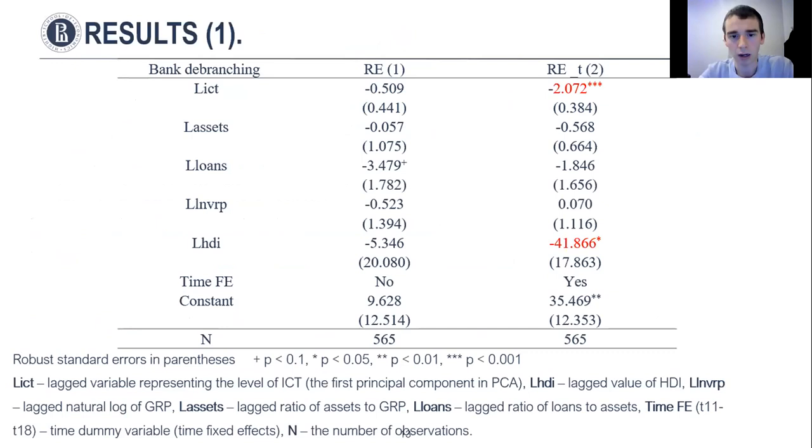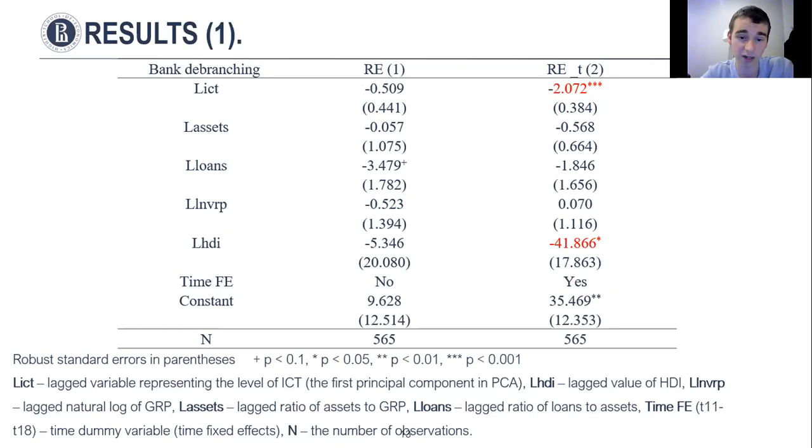Here are the results for my first regression. Here are two specifications. They are different in that in the second regression, I use time fixed effects. I use the random effects model due to the results of the Hausman test. And here we indeed can see that the expected sign for internet technology in the Russian regions and the level of financial literacy is negative, representing the fact that a higher level of internet technology and financial literacy is associated with a decrease in the number of bank branches, as we expected to see.